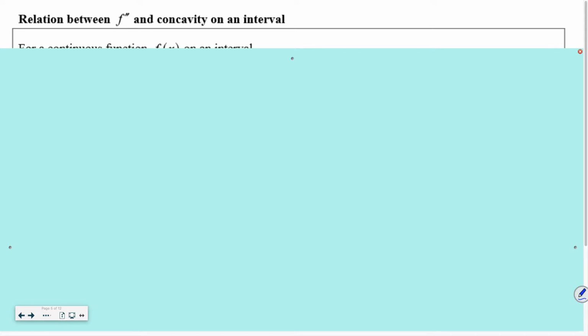Oh, that changed colors. I don't know how I do that. Sometimes that happens. I have no idea how that happens.